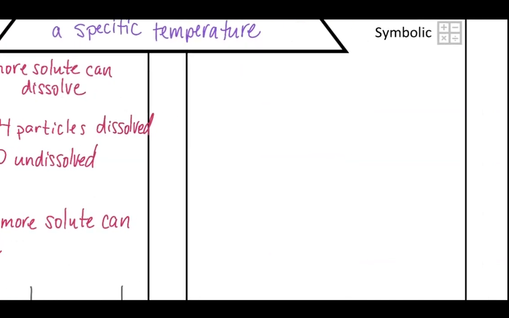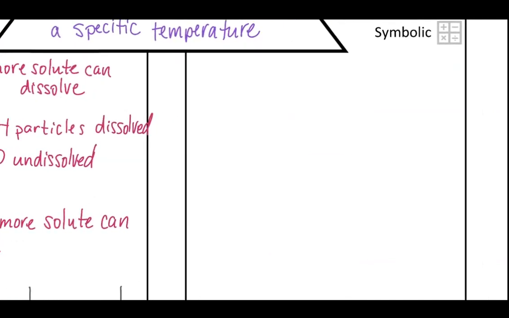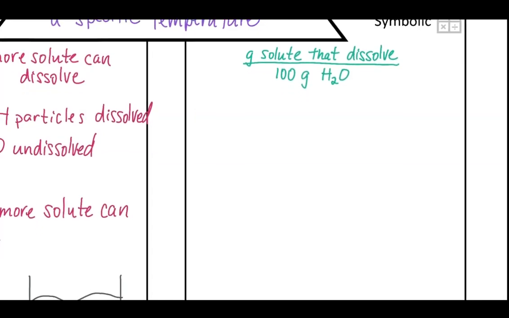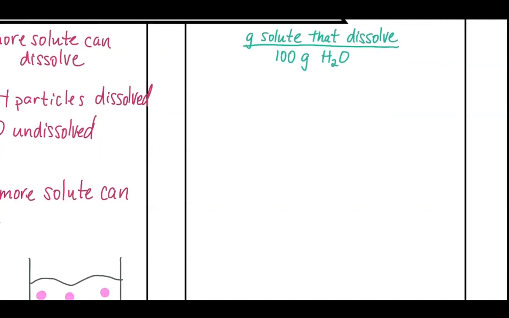Now, a symbolic representation of solubility can happen a couple of different ways. We can see a proportion where we would say the grams of solute that dissolve per 100 grams of water. Okay, so that's our proportional representation of solubility. Okay, we can also see this graphically.